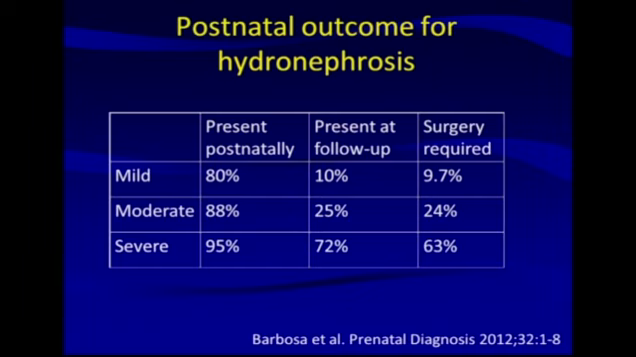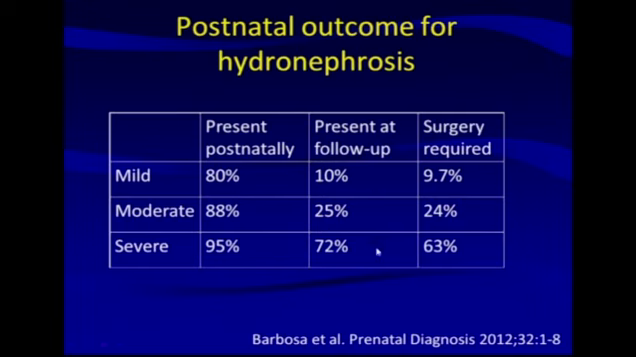Now, what happens if you follow these over time postnatally? In this study, they looked at mild, moderate, and severe hydronephrosis in many neonates, and within the first 3 months or so, what was seen prenatally was often replicated postnatally. So even in the mild cases, 80% of the time, if you scan the child at about 3 months of age, you're going to see the abnormality postnatally on ultrasound.